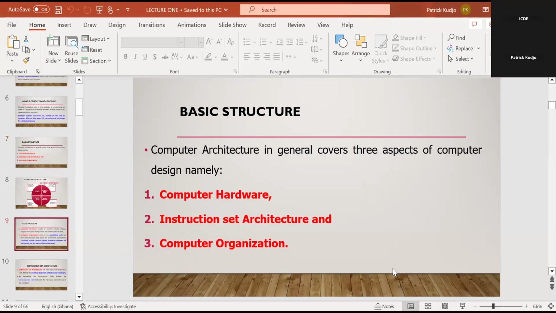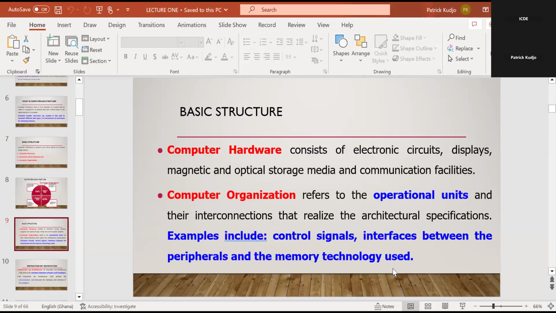The next one has to do with what? So it consists of the electronic circuit, magnetic display, and optical storage media and communication facility. What is computer organization? It refers to the operational units and their interconnection. An example can be the control signals, interface between the various peripherals, and the memory technology being used.